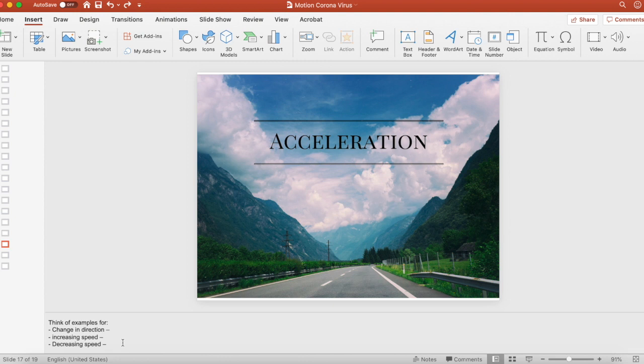Decreasing speed. A sloth could be moving down a tree at 5 inches per hour and slow down to 1 inch per hour. Okay, that right there is an example of decreasing speed.